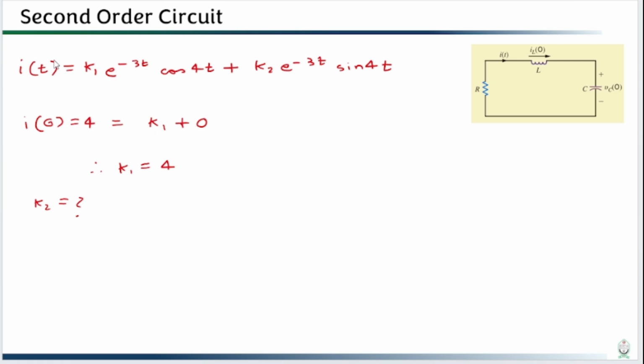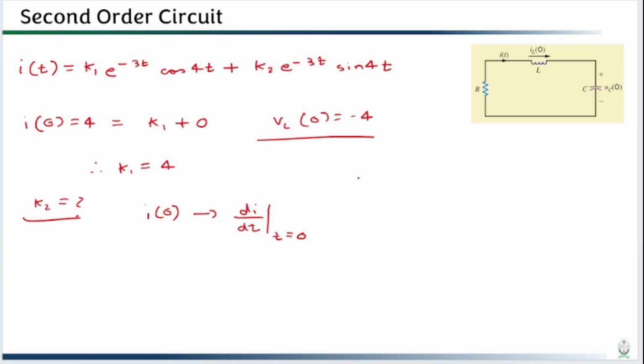But the other initial condition given, VC0 is minus 4, cannot be used to calculate the value of K2. So we need to find another initial condition. Preferably, since we are given I0, we should look for an expression for di/dt at t equals 0.